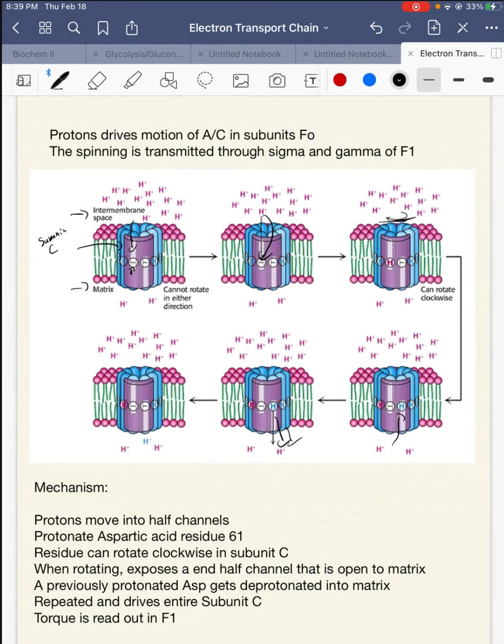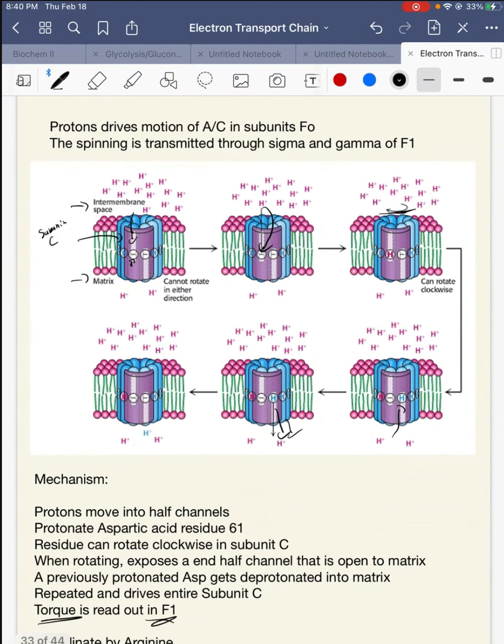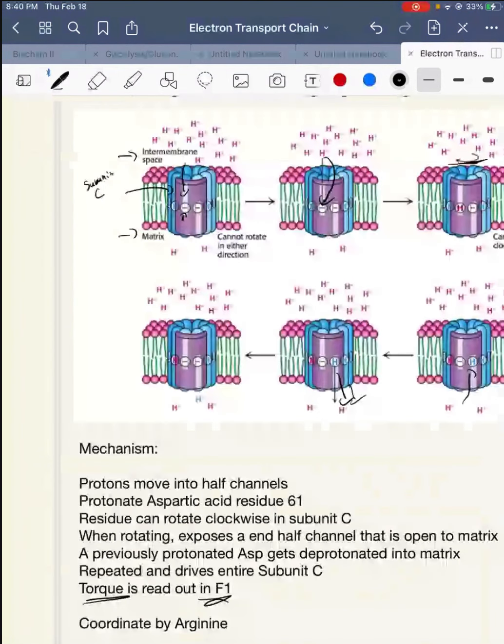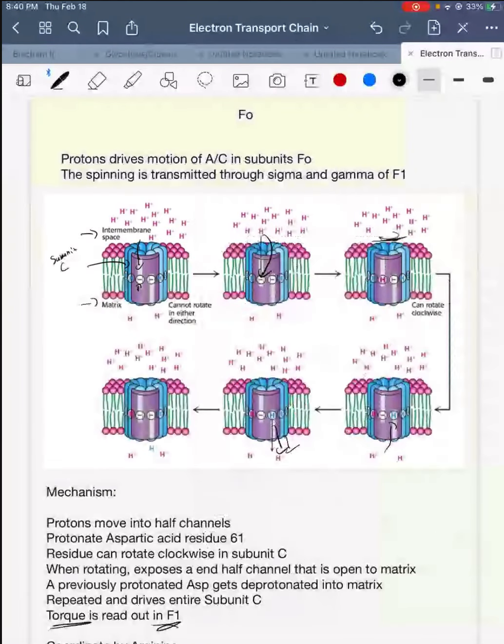Okay, this process is repeated, and it rotates subunit C, and then this torque is read out in F1, which allows conformational changes, which allow for ATP synthesis. It's also coordinated by an arginine residue, but that's not a specific detail that you guys need to know. Okay, so if you're confused about this, I would go back and replay it, or just read the book about it, or watch a different video if you don't think I explain things well.